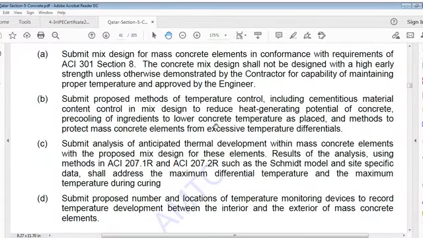Submit mix design for massive concrete elements in conformance with the requirements of ACI 301 Section 8. Concrete mix design shall not be done with a higher strength unless otherwise demonstrated by the contractor for capability of maintaining proper temperature and approved by the engineer. Proper temperature maintenance is very important in the case of thick elements and massive blocks.